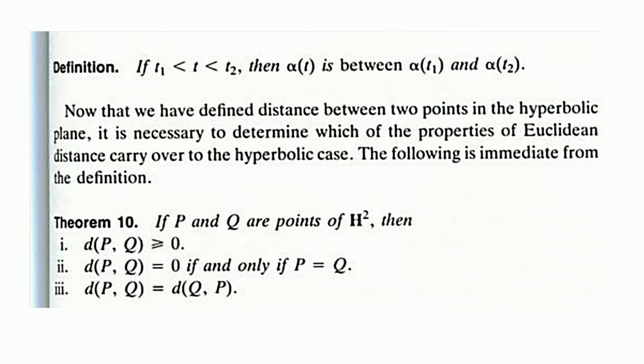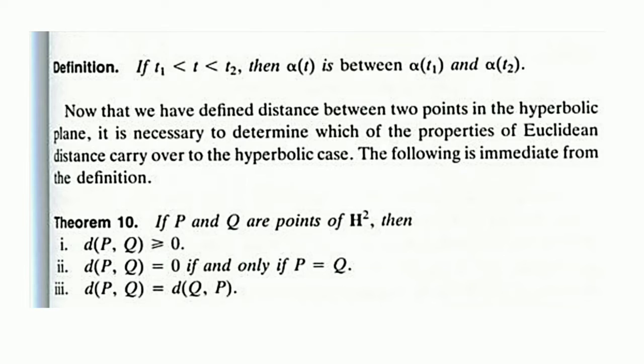If T is greater than T sub 1 but less than T sub 2, then A of T is between A of T sub 1 and A of T sub 2. Now that we have defined distance between two points in the hyperbolic plane, it is necessary to determine which of the properties of Euclidean distance carry over to the hyperbolic case. The following is immediate from the definition.